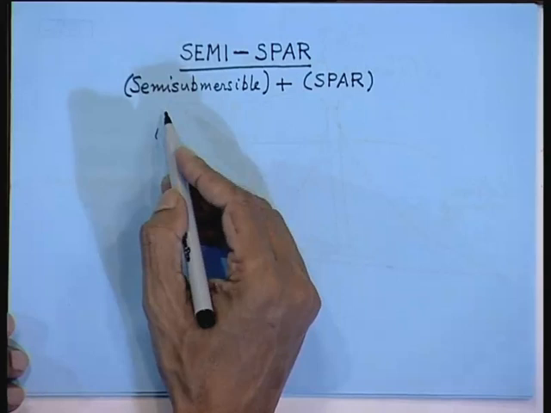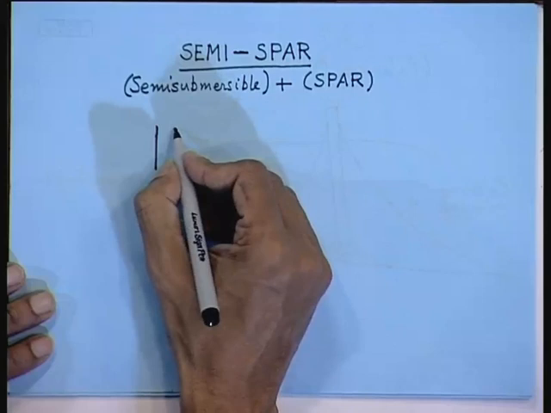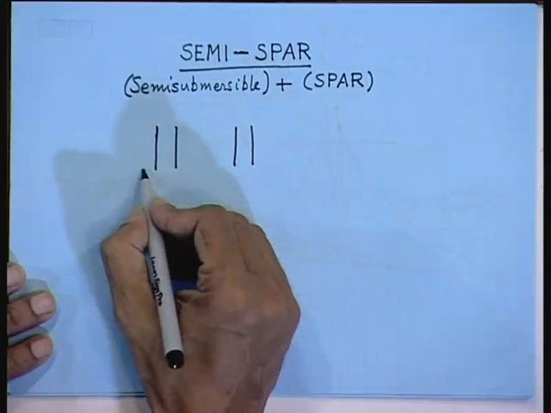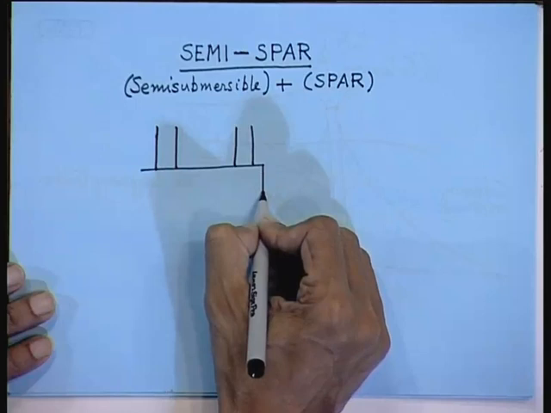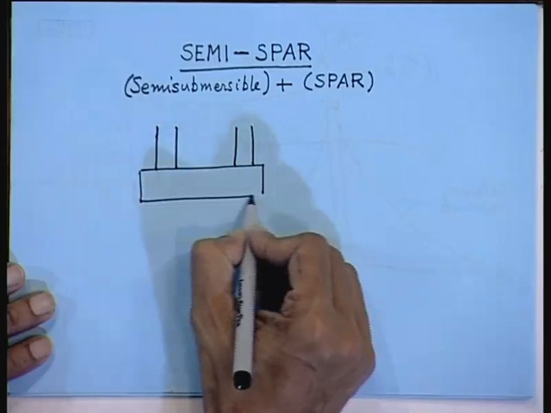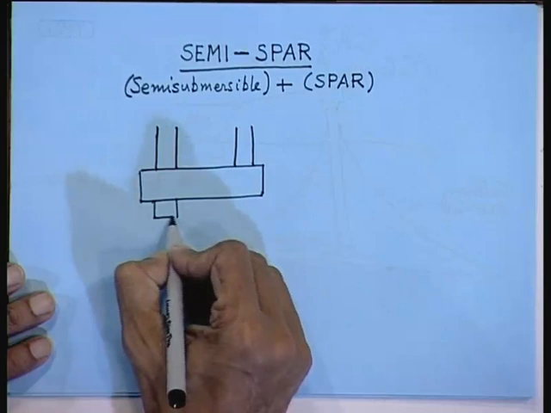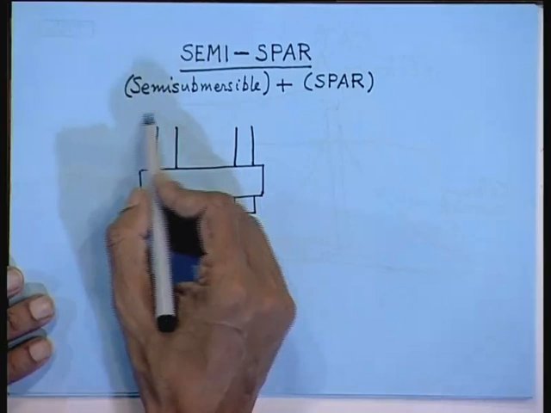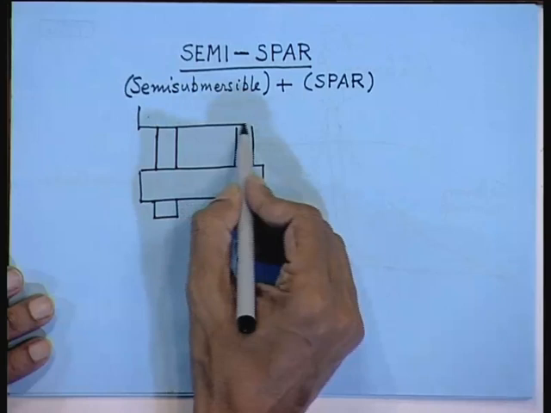So the semi submersible, you have columns and down below you have a pontoon. But since this is also a spar concept, you will find that the columns are sticking out of the pontoon, below the bottom of the hull. So that is why it is also called a spar. Spar actually means a cylindrical structure, a tall, long cylindrical type of structure. So this is a semi spar.